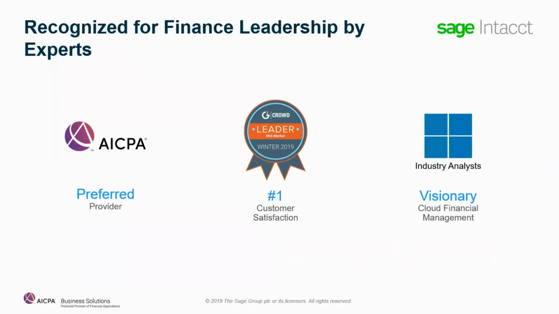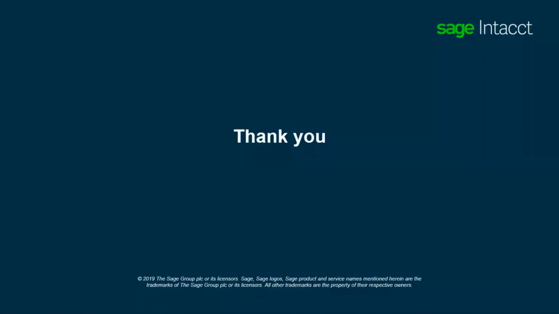And so in closing, why Sage Intacct? Well, we're the right partner to help in your success. We are the first and only preferred provider of the AICPA. We are the only vendor to have earned this endorsement. And we're also the undisputed leader in customer satisfaction, as evidenced by a rating of 90 out of 100 on G2 Crowd across 2,000 reviews. And we're the undisputed leader in innovation. We're recognized as a visionary by industry analysts. Thank you, and see you next time.